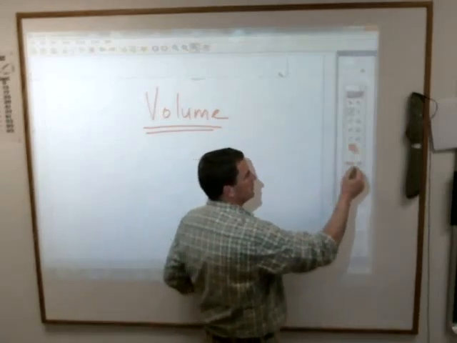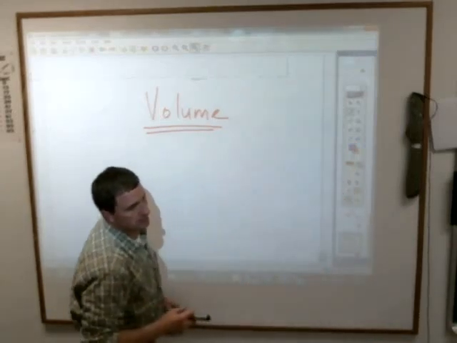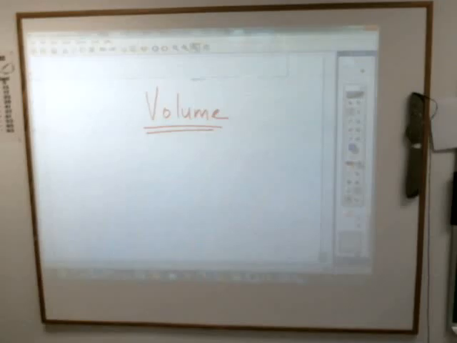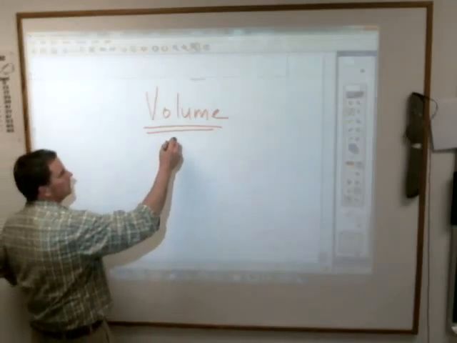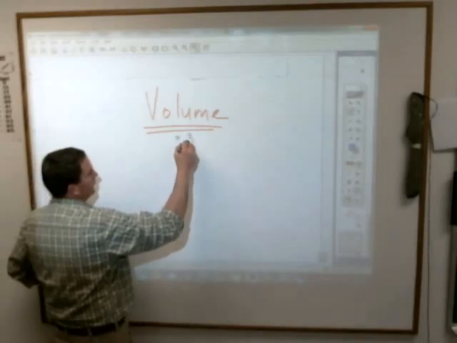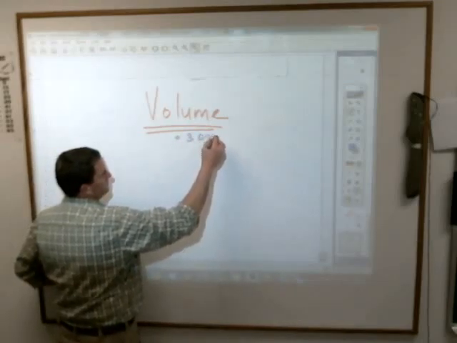We use it, and what is it good for? Anybody out there in the mathematical world want to speculate? What is volume? How is it different than area? How is it different than this, that, or the other thing? What is volume? Peter? We use it to measure three-dimensional objects. Okay, we use it for three-dimensional things.